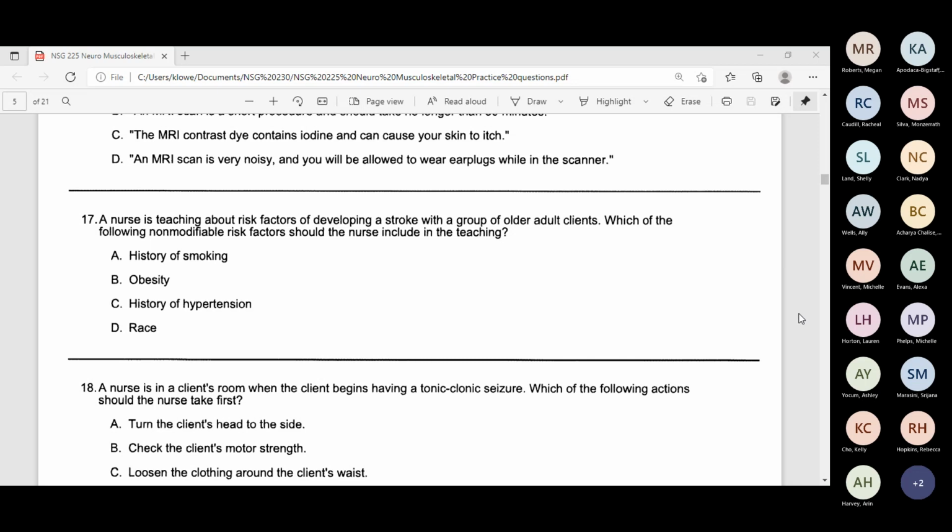Nurse is teaching about risk factors for developing a stroke with a group of older adult clients. Which of the following non-modifiable risk factors should the nurse include in teaching? D, race. Yeah. So even picking up on some of those non-modifiable. What I do, if I read a question and I look at the answers and say they're all right, then I haven't read the question right. So I go back and pick up on maybe a word that I missed.